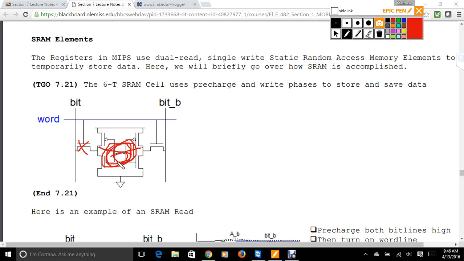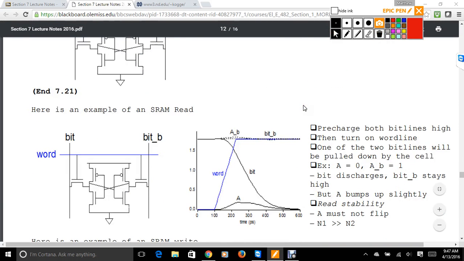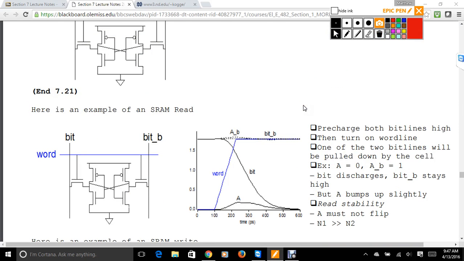So if you remember, for those of you who took 385 with me, the register write signal is going to be tied to word line. And then bit and bit bar are going to be the actual input signal that we want. That comes from the 32-bit value that's coming from the ALU or the data memory, right? And so this pretty much describes everything I just told you here.